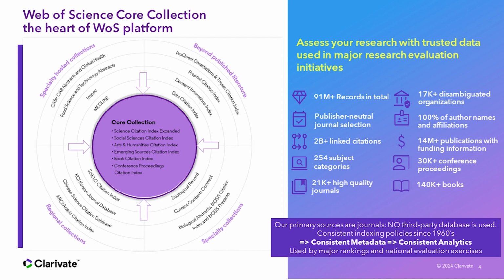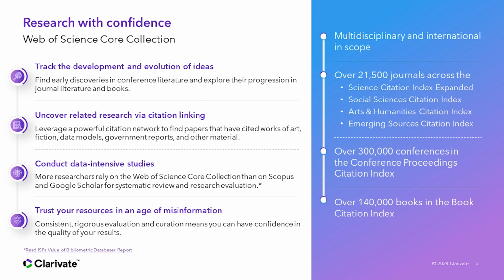When we talk about the Core Collection, here we're doing some analysis and we want to know about the major research fronts, the hot topics and active fields for a specific year. But the Web of Science Core Collection, as you know, is also used by researchers to track the development and evolution of ideas. That's what you do when you do a literature review. You want to understand the development of a specific research topic. For instance, you can uncover related research via citation linking.